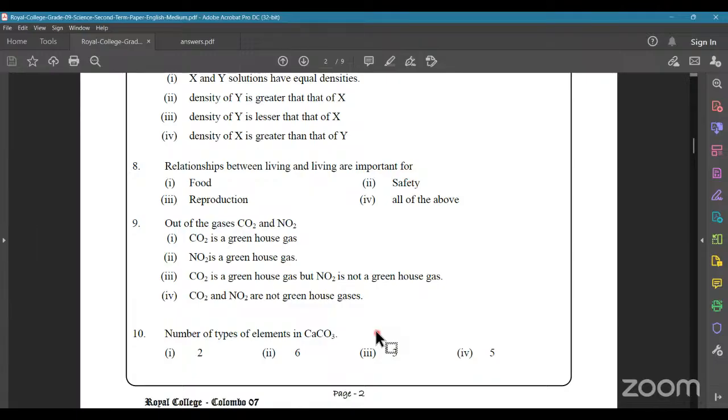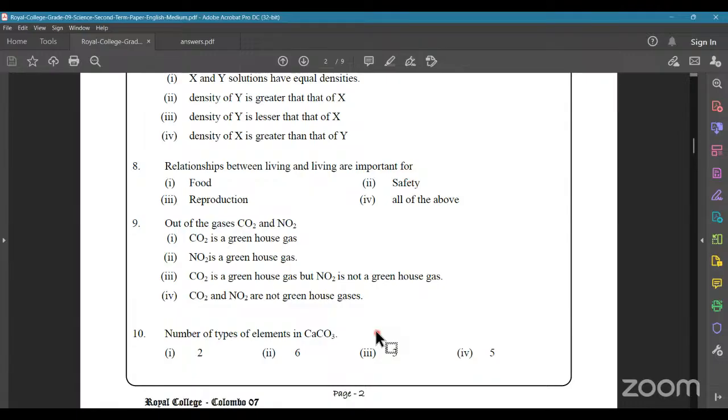Due to burning of fossil fuels and emission of gases from vehicles, greenhouse gases in the atmosphere increase. So this is not a good thing. In your textbook, they have mentioned that nitrogen dioxide is a greenhouse gas, but actually, when you search in Google and all, they say that nitrogen dioxide is not a greenhouse gas. So, according to your syllabus, let's take nitrogen dioxide as a greenhouse gas.